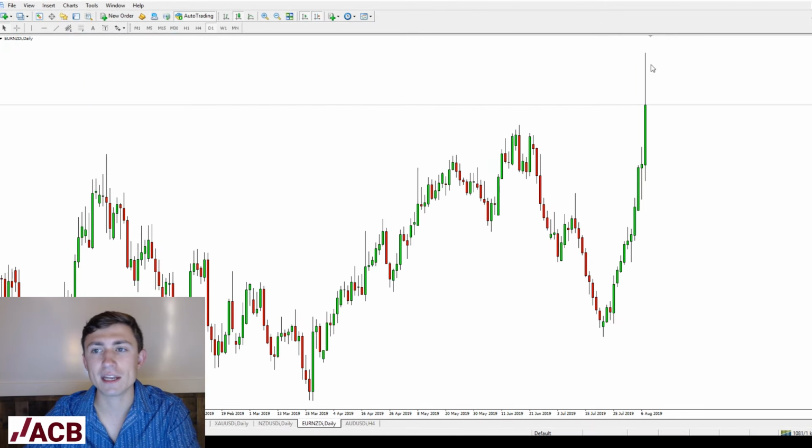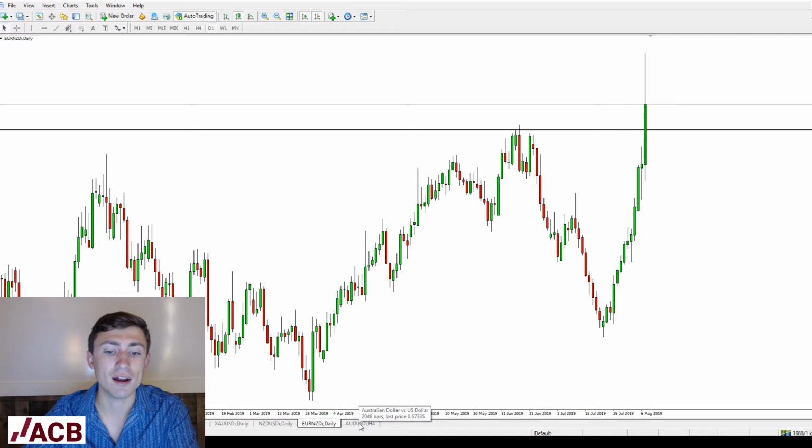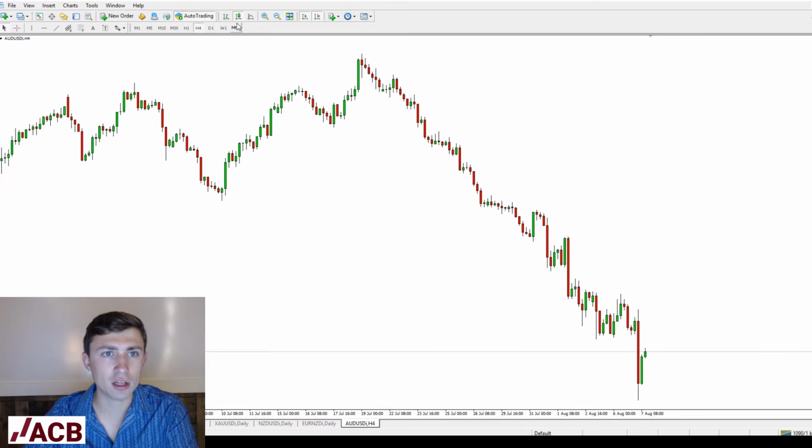You can see price getting rejected off of these highs that were broken into on that news, but again, might be pulling back to this general vicinity area here, which is our major structural level of support. Aussie dollar, kind of similar story.